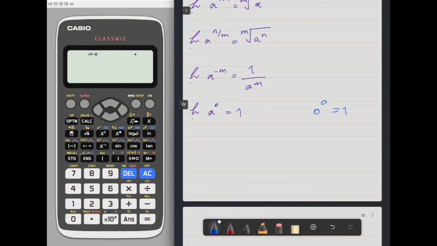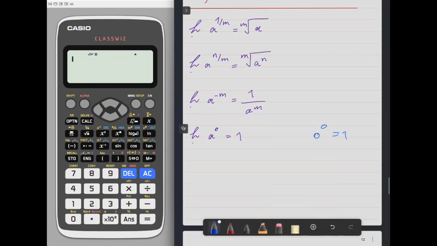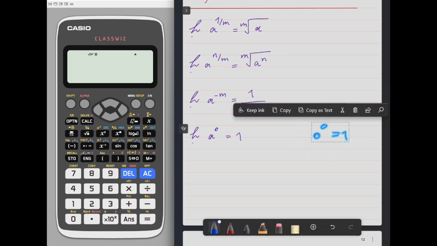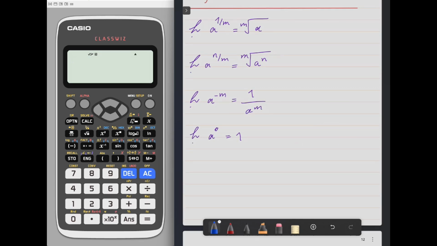But in general, you might think that 0 to the power of 0 can be 0 over 0, which can be undefined, which can be 0, and which can be 1. It can have 3 values, but just know that 0 to the power of 0 is going to be 1, and you do not need to worry about the proof at all. It's not going to come in your exam either. I'm just saying this as general knowledge. So any number to the power of 0 is going to be 1.